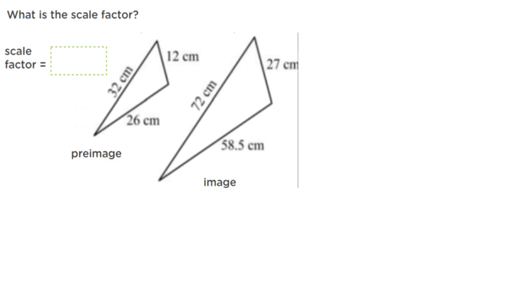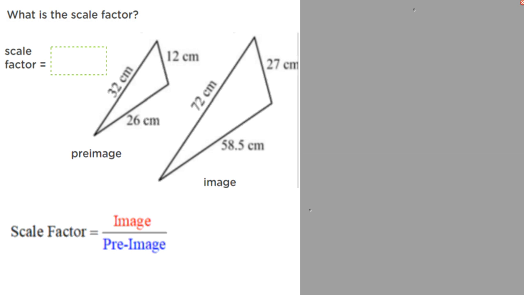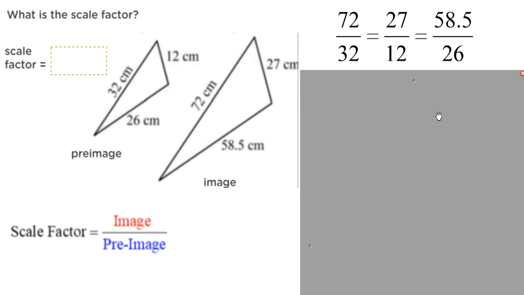Here we have two triangles that are similar to each other in the givens. We would like to find the scale factor. So remember, how do you find the scale factor? The scale factor is defined as taking the image lengths, comparing it to the preimage lengths. So we have three pairs of lengths we need to compare. Here's our image lengths, here's their corresponding preimage lengths, and we want to simplify them.